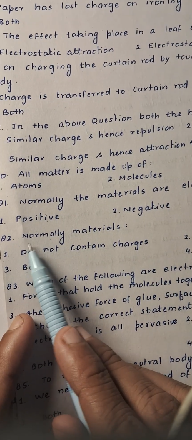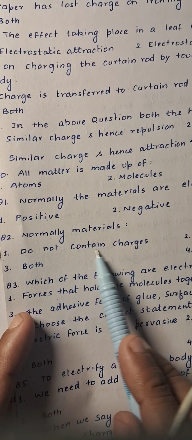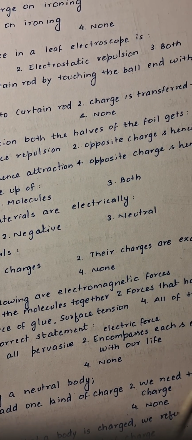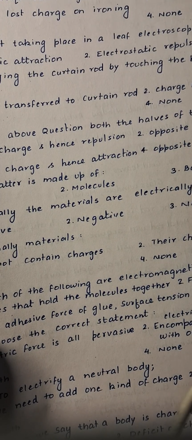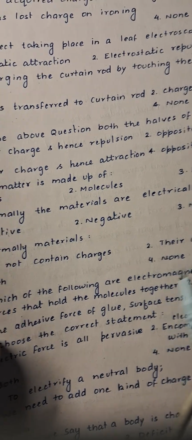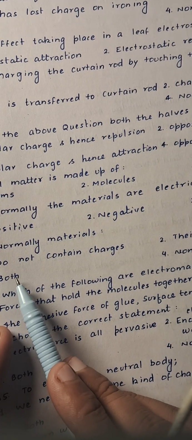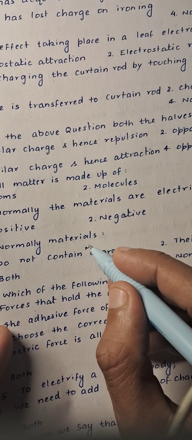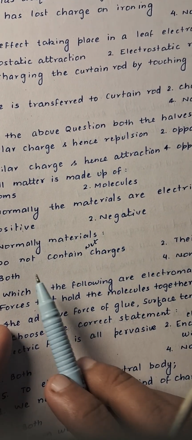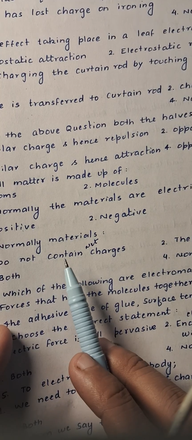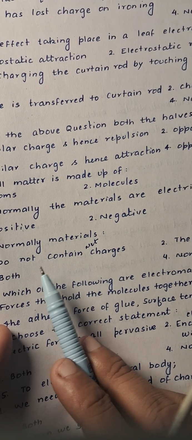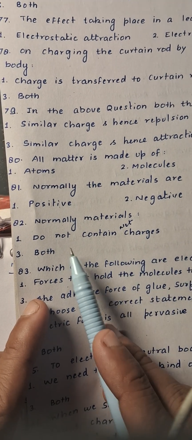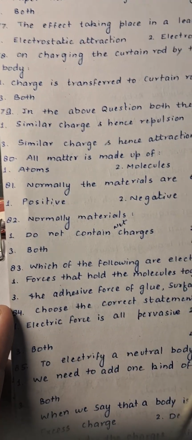Next is: normally materials do not contain charges. Their charges are exactly balanced. So the correct option is both are correct, but generally we can say that they do not contain net charges. That will be the better explanation. So we can say that generally atoms are neutral, or a substance is generally neutral, so they do not contain net charges, or the charges are exactly balanced. So the third will be correct over here.